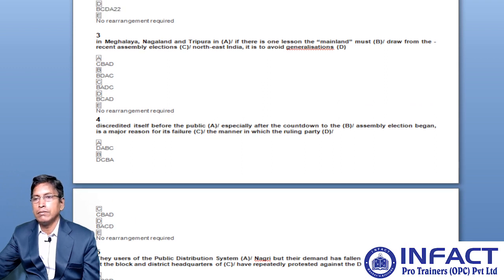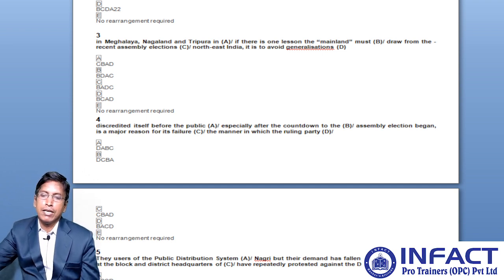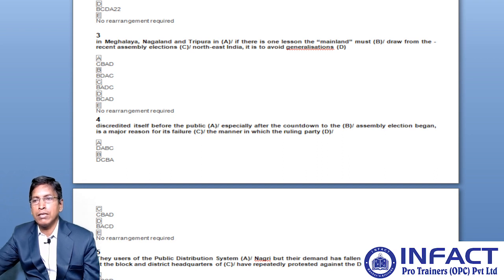In Meghalaya, Nagaland and Tripura, if there is one lesson the mainland must draw from the recent assembly elections, Northeast India, it is to avoid generalizations. So what could be the sequence? Is it CBAD or BDAC or BADC or BCAD, or no arrangement is required? So the only valid first fragment is fragment B, that is B and C.